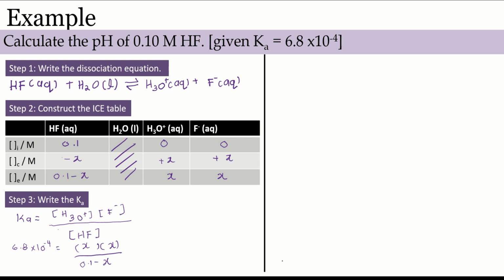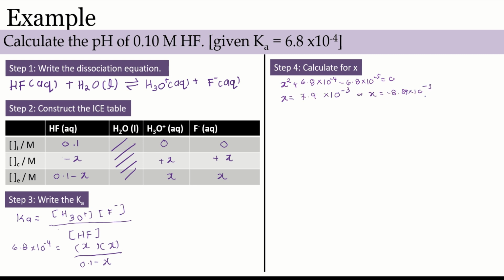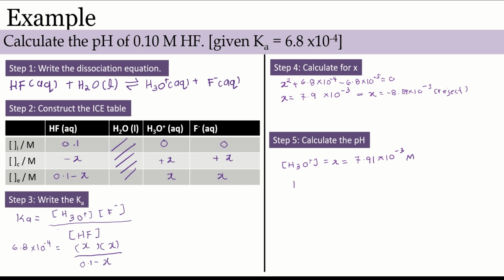So, kita akan dapat, daripada Ka kita ni, kita akan solve for X. Kita kena solve secara kuadratik and kita akan dapat value of X. Okay, so yang negatif ni kita akan reject lah. Sebab nilai dia tak boleh negatif. So from here, apa kita akan buat? Kita akan calculate dengan pH. We know that concentration of H3O plus is equal to X, which is equal to 7.91 exponent negative 3 molar. So pH is equal to negative log concentration of H3O plus. You akan dapat pH is equal to 2.10.